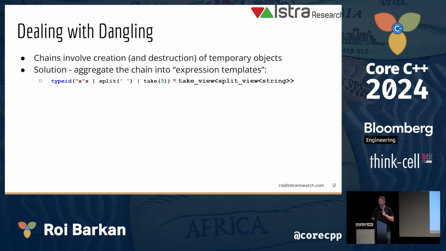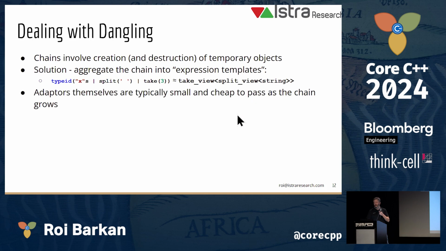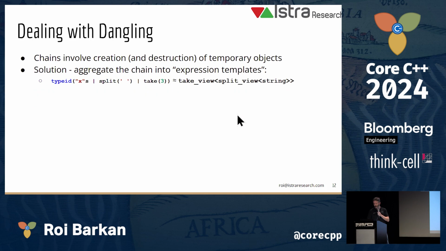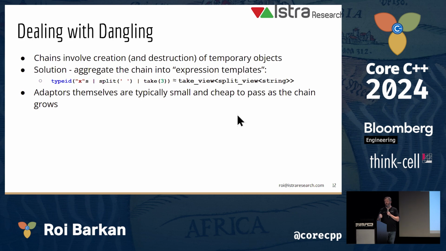So if I create a string and I pipe onto it a split view, and I pipe onto that a take view, the type that I basically have in my system is a very, very complicated template. It's a take view of a split view of a string. This object can keep hold of everything inside it, and that way the string can keep its existence alive.